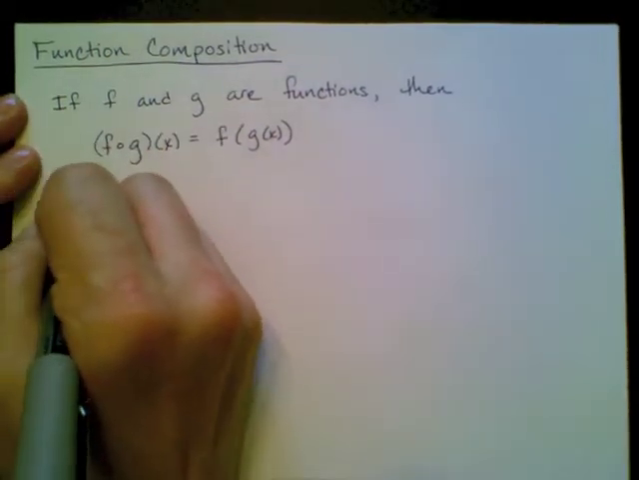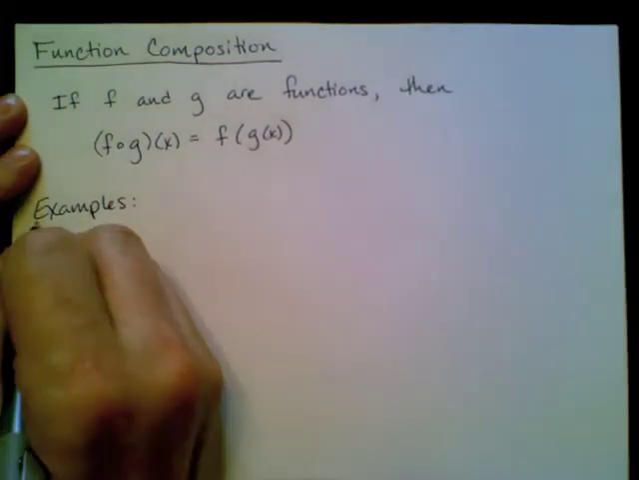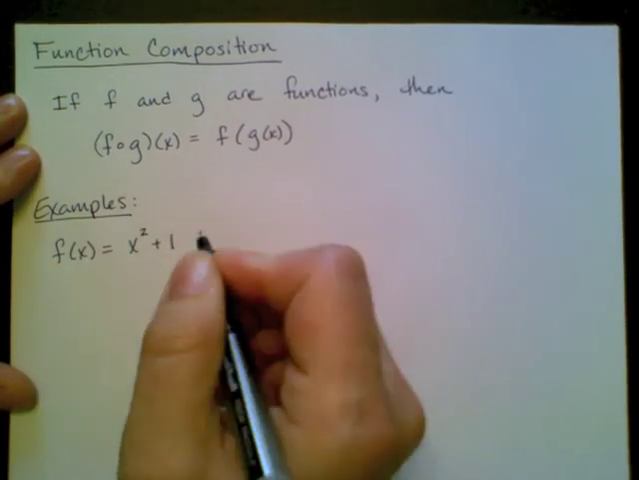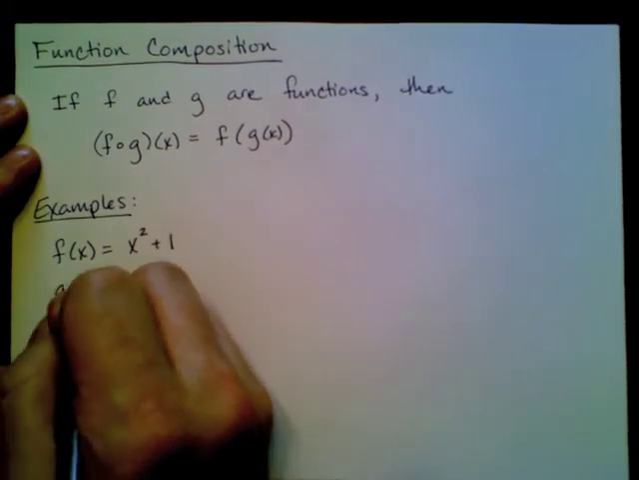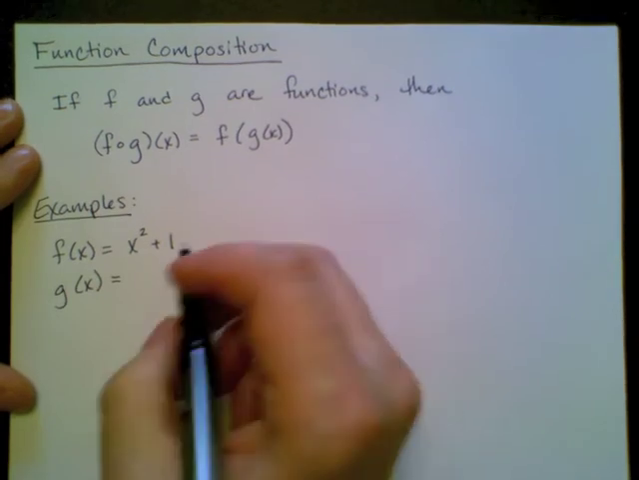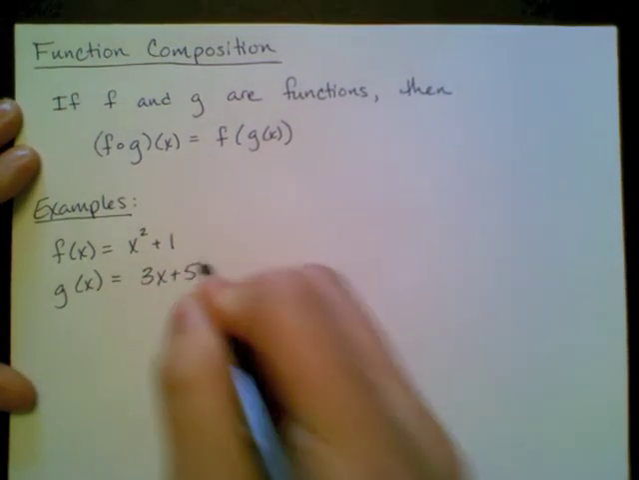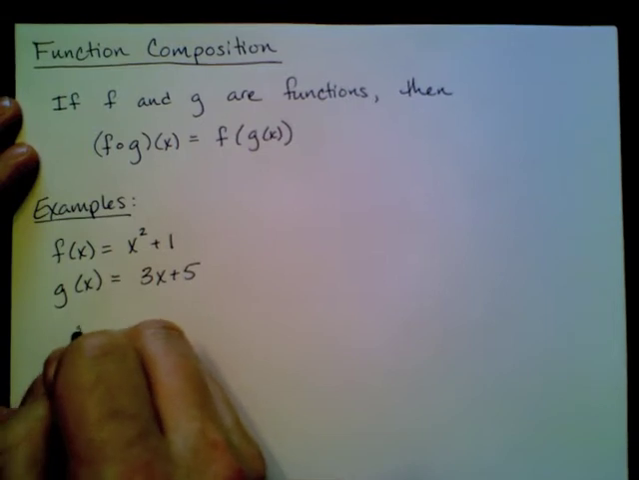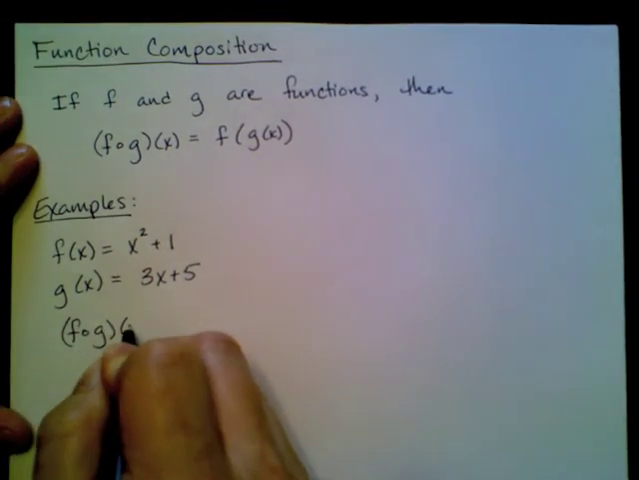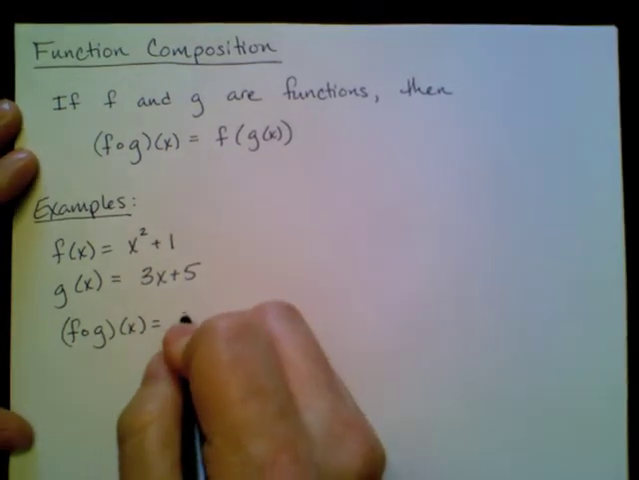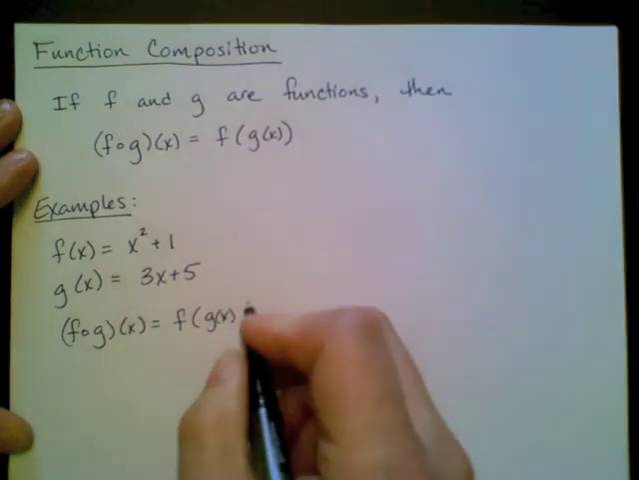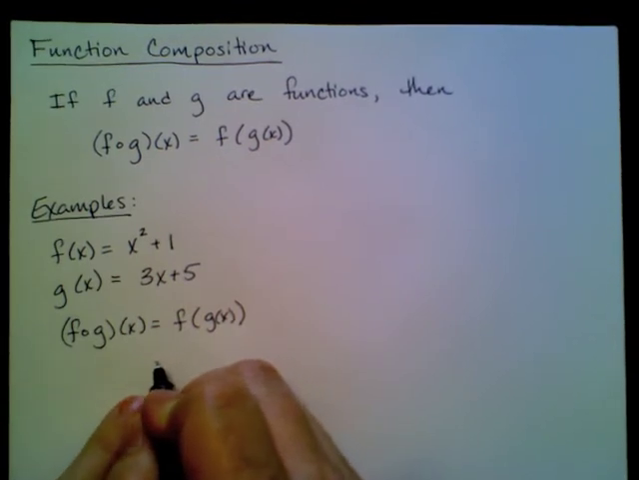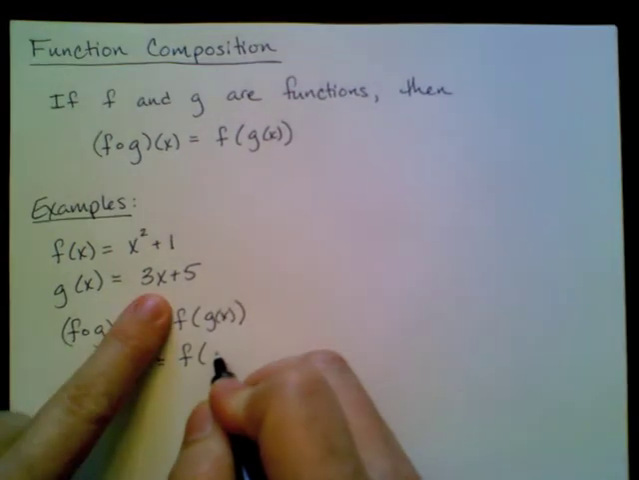So let's have some examples. If f of x equals x squared plus 1 and g of x is equal to 3x plus 5, so I've got two different functions, then f composed with g of x, well, that's f of g of x, and that is f of g of x is 3x plus 5.